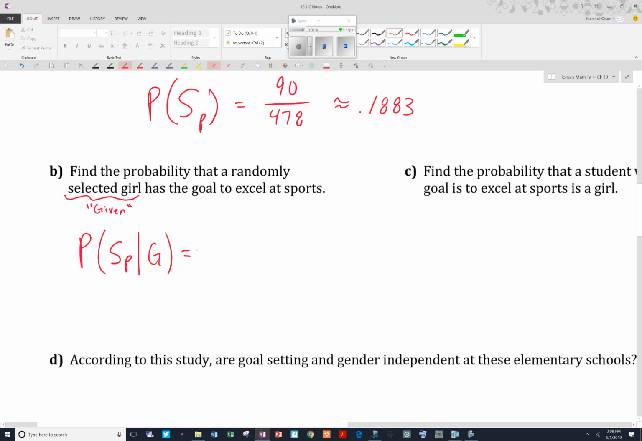Notice the difference in the wording of this question and question 2 up above. That's the hard part, is knowing, am I doing an "and" or am I doing a "given"?